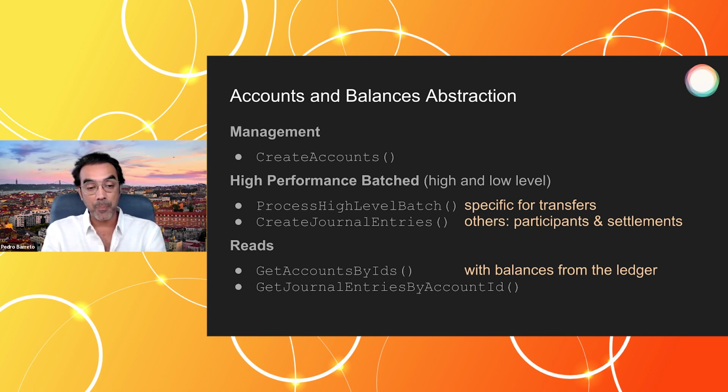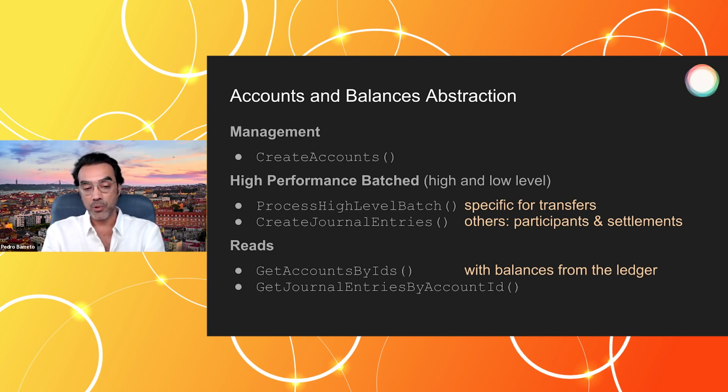We have the high performance batched requests. We have two types of requests, a high level and a low level. Both are batched so that we can have the maximum performance possible. I'm going to start with the simplest one, which is create journal entries. In here, we are just telling the accounts and balances, I have an account to debit and an account to credit, and here's the amount I want to do it. So there's an array of that. Please go and execute all of those entries, affecting the balance, obviously, and then at the end, return whether that batch was successful. It's just create journal entries.